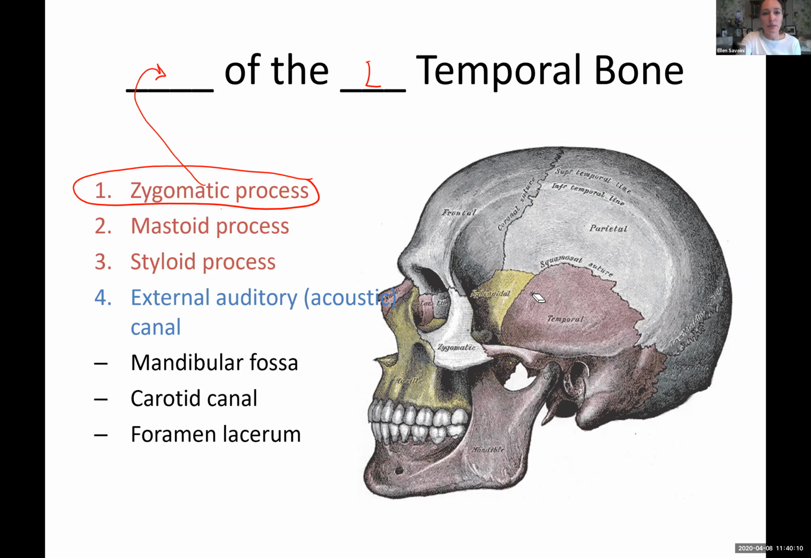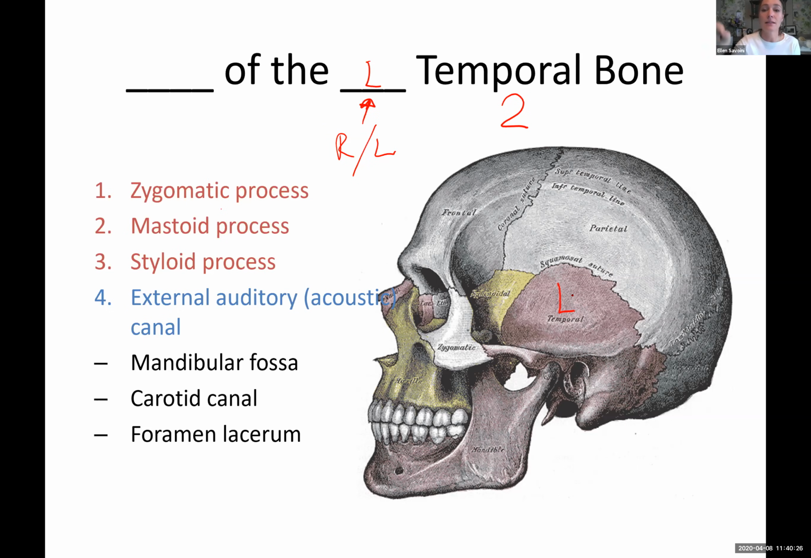But in this particular case, we know there are 2 temporal bones. So in order to distinguish, we have to determine, is this going to be the right or is it going to be the left? And in this particular picture, on this particular skull, it is this guy's left. Doesn't matter which side of you, it matters what side he's on, or she.